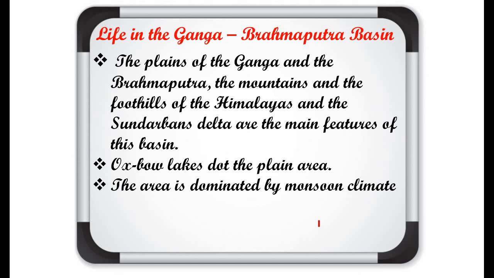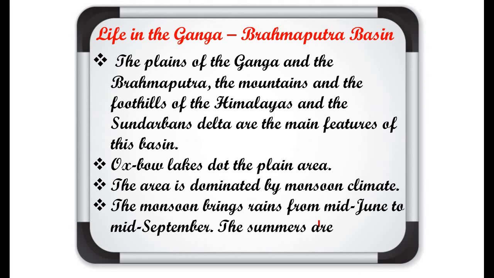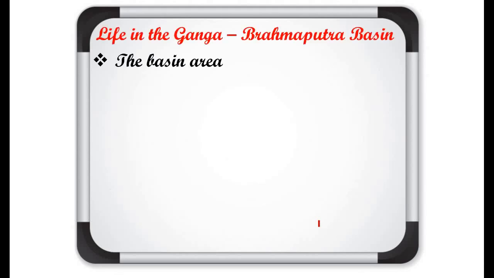The area is dominated by the monsoon climate. Monsoon climate means you experience all types of weather, very cold and hot, and rainy seasons also. It means the climate depends on monsoon rains. The monsoon brings rain from mid-June to mid-September. Monsoon winds means the winds which bring rainfall. So I told you that different seasons or weather are experienced in this area, like summers are hot and winters are cold. Now we will discuss the life of the people who live in this area.